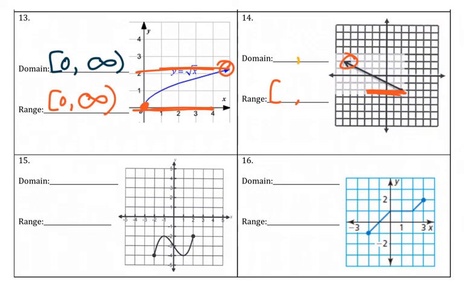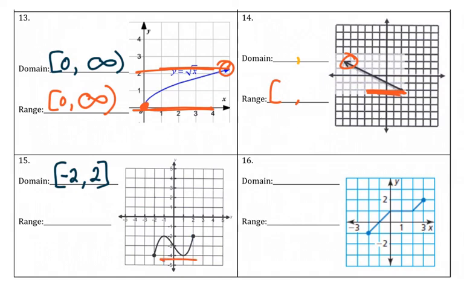So 15, domain is left to right. The left side of this graph is at -2. It has a closed circle there, so I'm going to close off its bracket. The right side of this graph crosses the x-axis at +2. Left to right. That's domain, left side to right side.